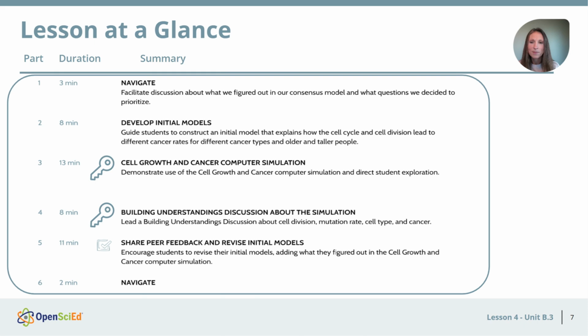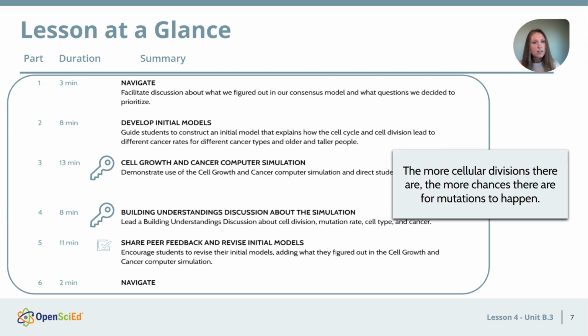Lesson 4 begins with students developing and sharing initial models to show their current thinking of how the cell cycle and cell division can lead to different rates of cancer for older and taller people. Then they use the cell growth and cancer computer simulation to investigate this. After the simulation, students answer questions to help them make sense of their results. This is followed by a building understandings discussion about cell division, mutation rates, cell types, and cancer, after which students revise their initial models and update their progress trackers.